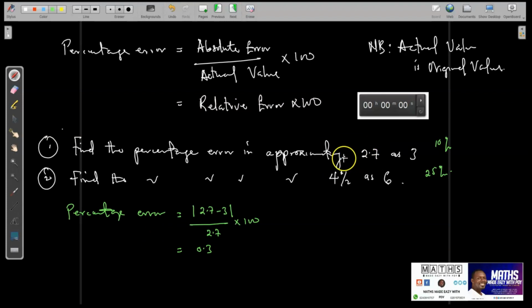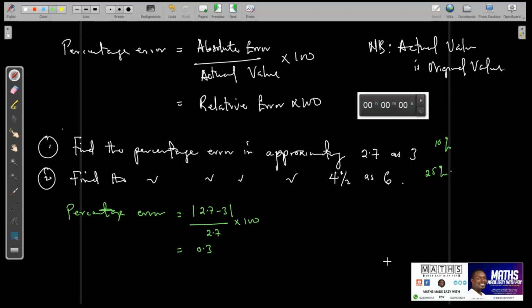If you should have said that maybe the original number is what you are not sure of, or the actual value, now just listen to the statement. Find the percentage error in approximating 2.7 as 3. So instead of writing 2.7, you said I'm too lazy to write two numbers, so I'm going to write it as 3. Therefore, 2.7 is the actual value or the original value, but you chose to write it as 3. And that's where the 2.7 is our original value. Please, are we okay?